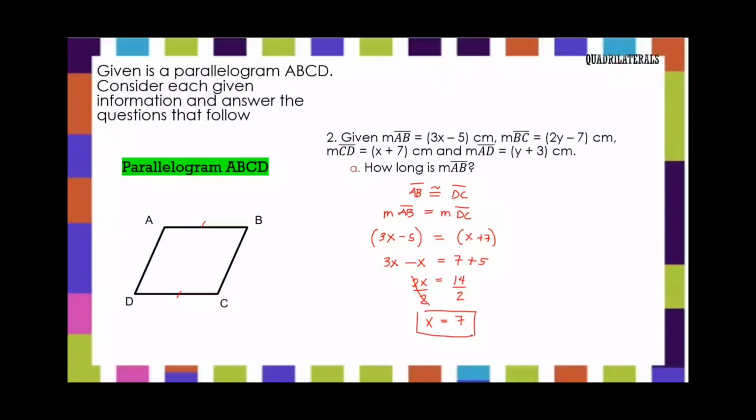Pero yun ba yung hinahanap natin? Not yet. Okay? Hindi. So, we need to get the measure of side AB. So, ang side AB natin ay 3x minus 5. So, all you need to do is to substitute the given value of x here. So, we have now 3 times the given value of x, which is 7, minus 5. Simplifying, we have 3 times 7 is 21, minus 5. Therefore, the measure of side AB is equal to 16 centimeters. Okay? Ito ngayon yung hinahanap sa atin. The measure of side AB. If side AB is 16 centimeters, we can also say that side BC is also 16 centimeters. Okay? Next.